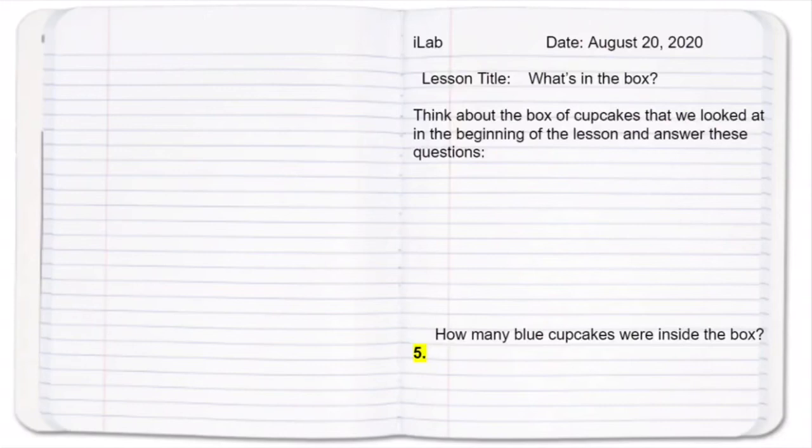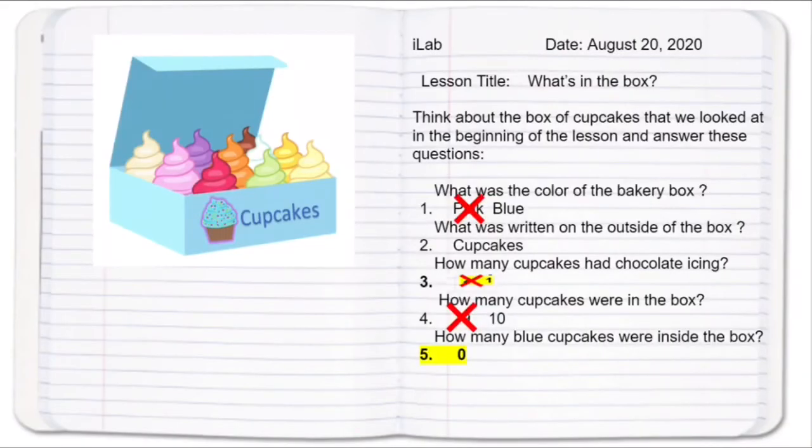All right, let's look at the last question. The question was, how many blue cupcakes were inside the box? Well, I remember there being a blue cupcake on the front of the box, but I do not remember a blue cupcake inside the box. But let's take a look. I put 0, and there you go. No blue cupcakes inside the box.